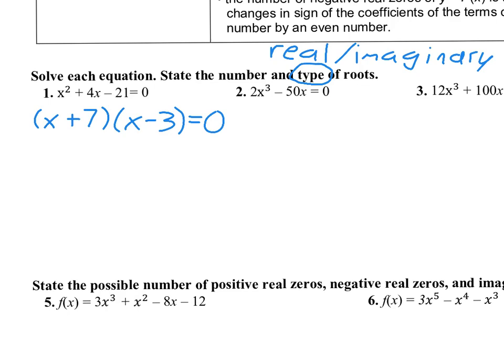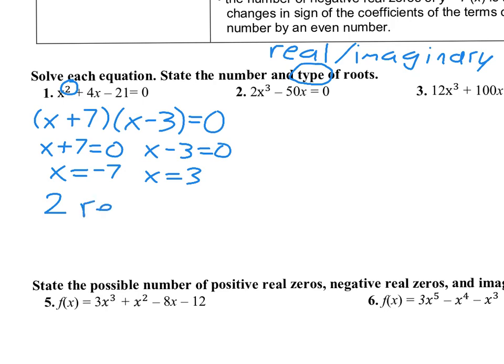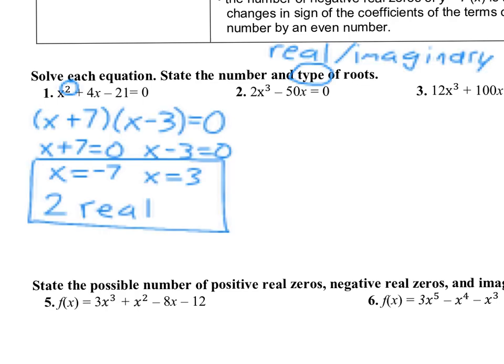By the zero product property, if we're multiplying two things together and the result is 0, then one of them has to be 0. So either x plus 7 is 0 or x minus 3 is 0. So either x is negative 7 or x is positive 3. And so we got two answers, which is good because the degree is 2. And both our answers were real. So two real answers, negative 7 and positive 3.